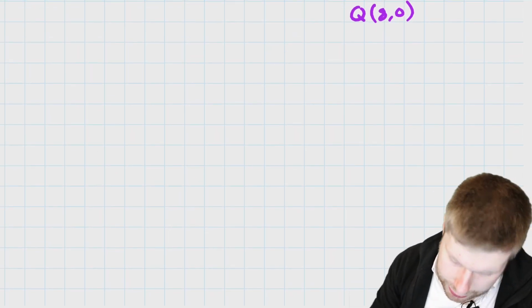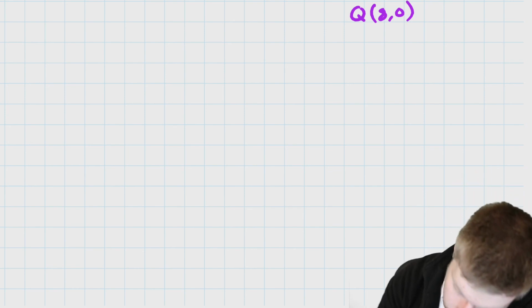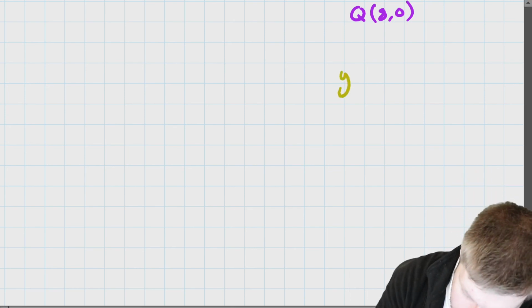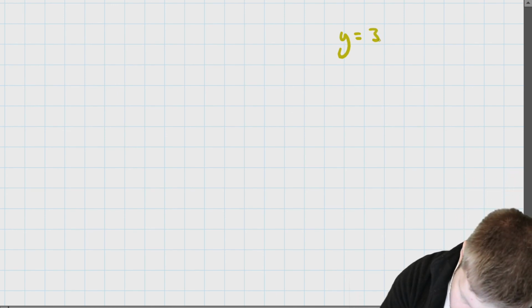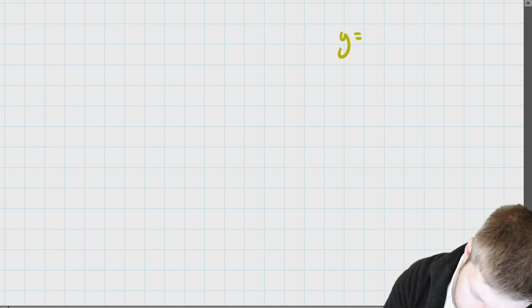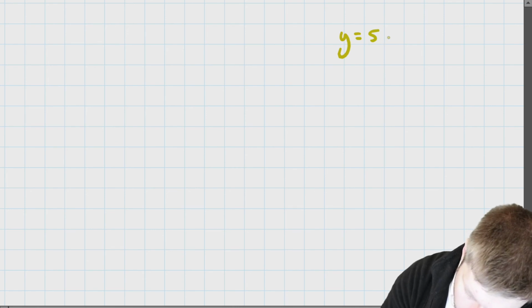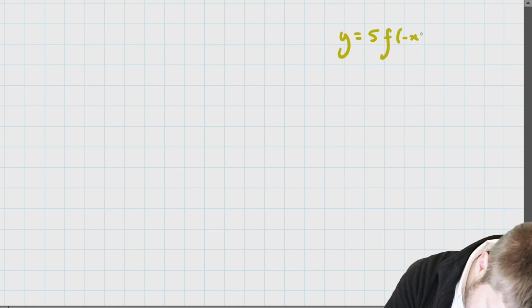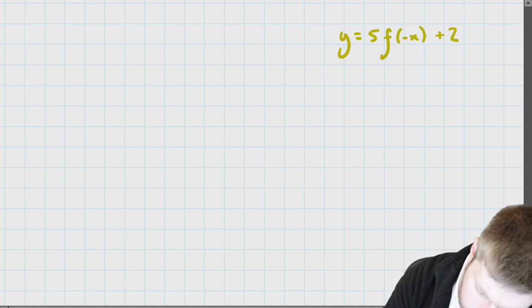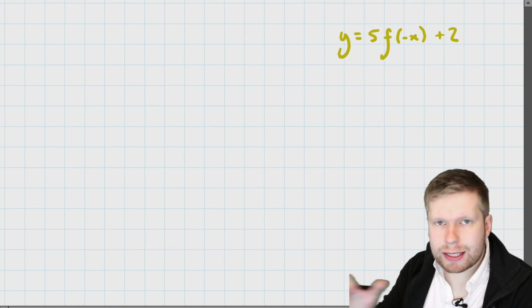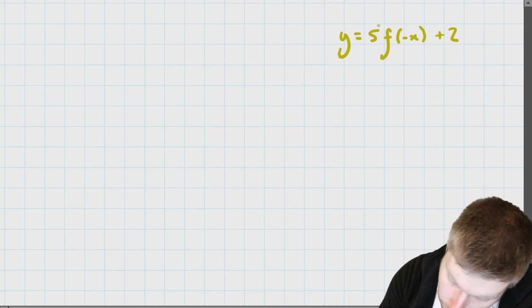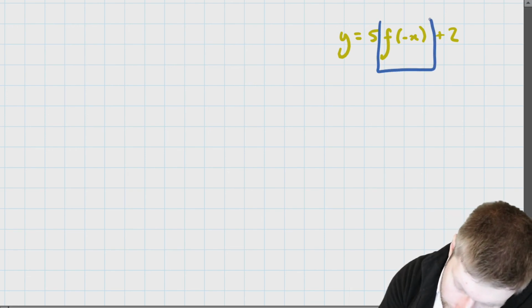Okay. So let's first of all do quite a complicated one, or a complex one, more than one thing to it. So y equals, let's make it actually a different number because I think we've already done 3, 5 times f of negative x plus 2. Okay, so there's 3 things going on here. So let's break it down first of all. Let's first of all have a look at the f of negative x.